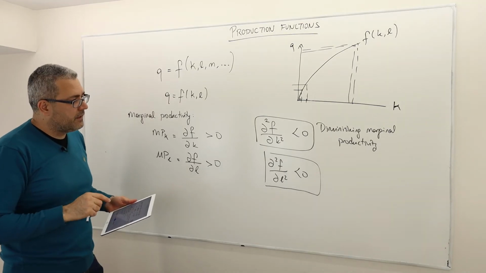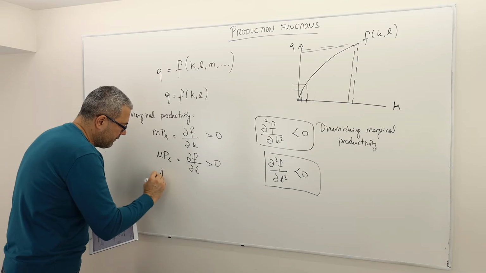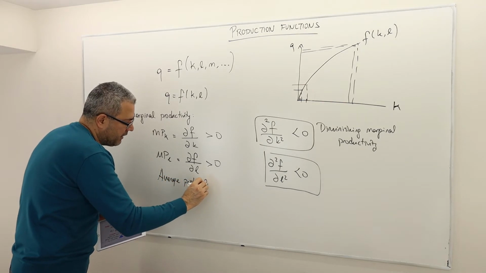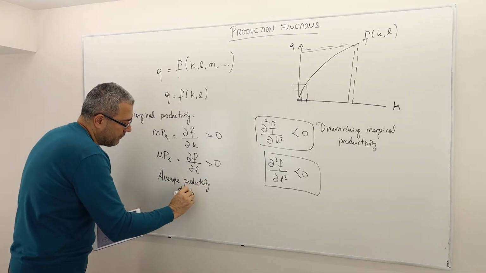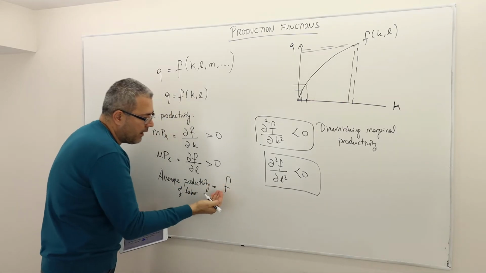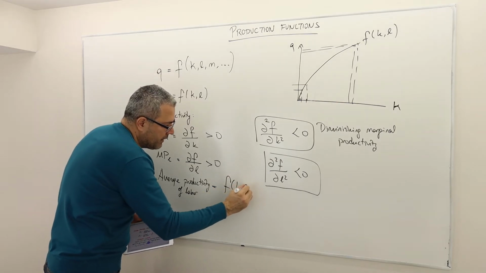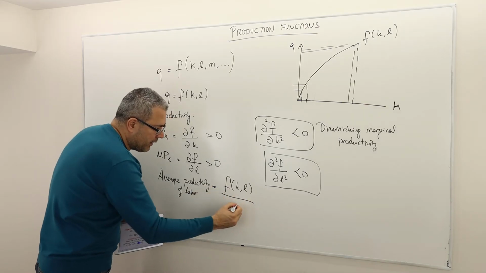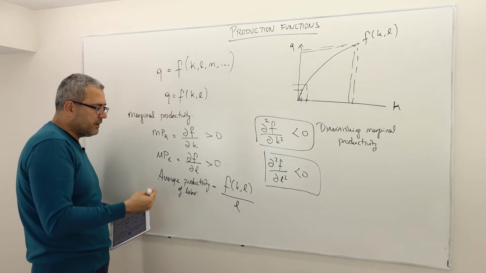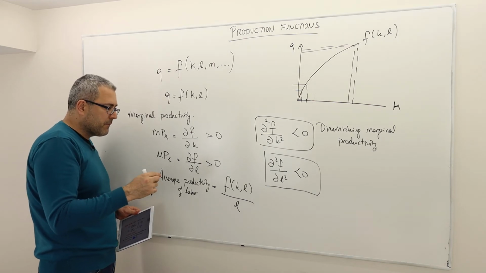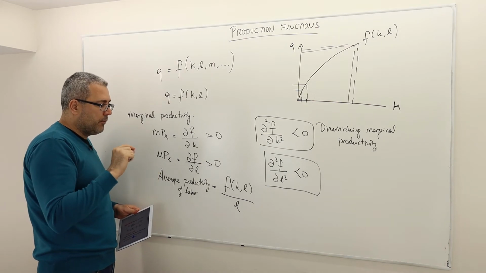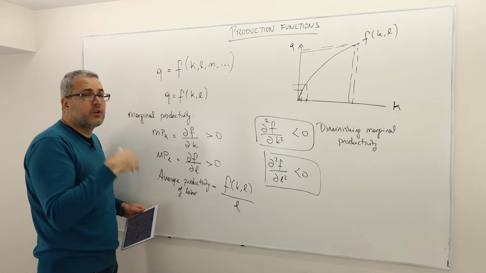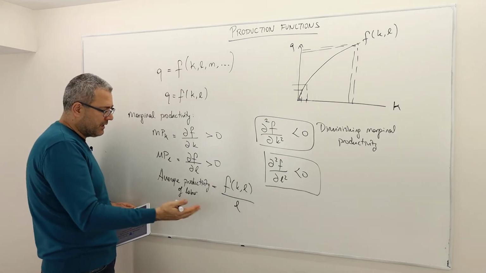So obviously you can also define the idea of average productivity of labor, for example. So what is it? Well, simple. The total output level when you use K level of capital and L level of labor divided by the unit of labor you're using. So basically what you're doing is, what is the average product that you're producing for each unit of labor you use. All right, so that's the idea.